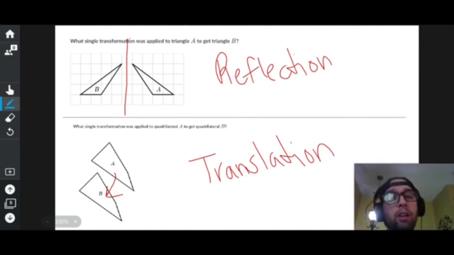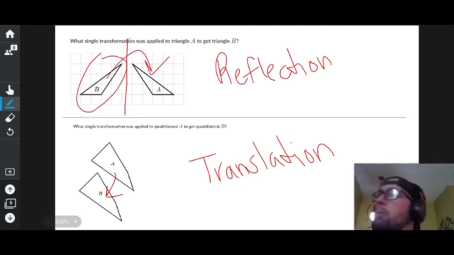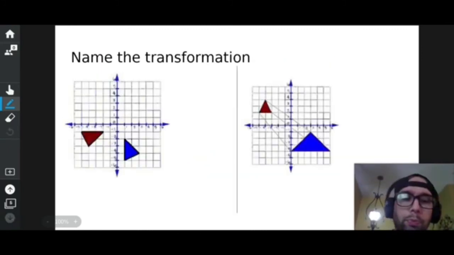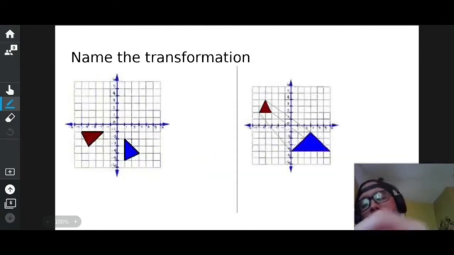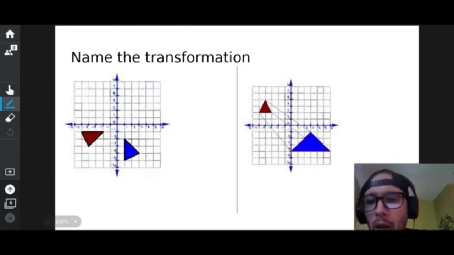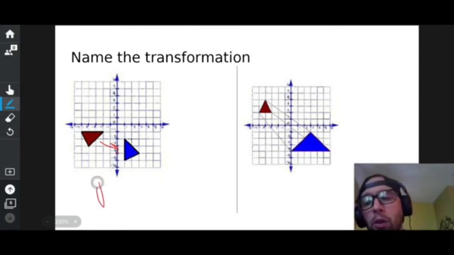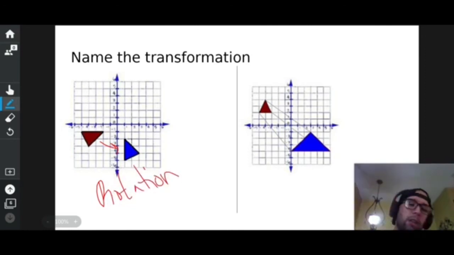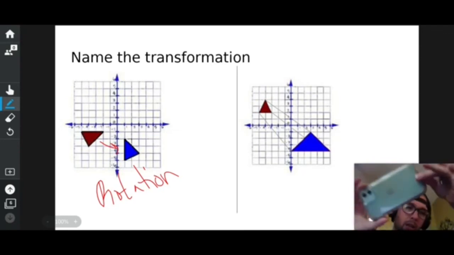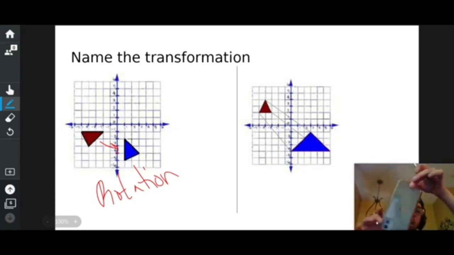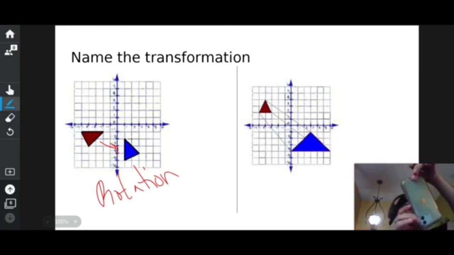Notice that in reflection and translation, my shapes are still the same exact size, same exact shape. This guy is the same shape as that guy, it's just flipped. Name the transformation. It looks like to get from red to blue, it's not me just moving it. It's not a mirror image. This looks to me like a rotation. If I were to take my shape and just kind of go like that, there's its new spot.